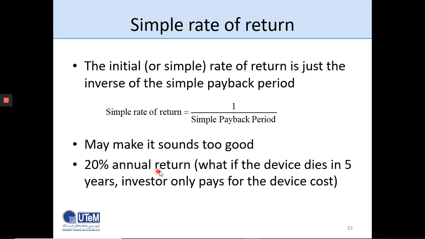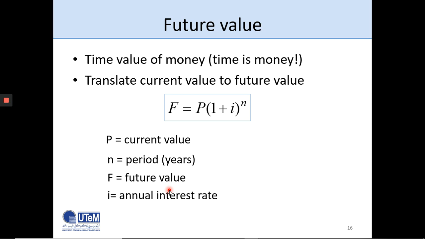So 20% annual return sounds good, but if the device cannot be used after 5 years, then actually after 5 years, if the investor does not gain any profit or saving, they just simply get their money back. So there's no profit or savings obtained if the device only operates for 5 years. Okay, so these are the disadvantages of simple rate of return.